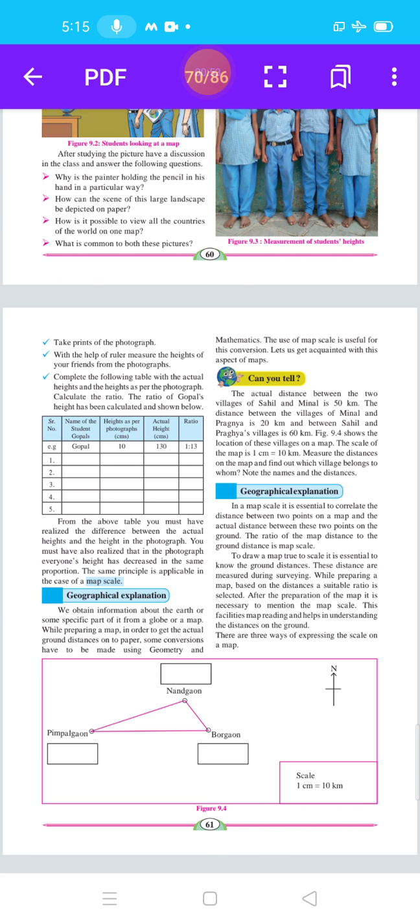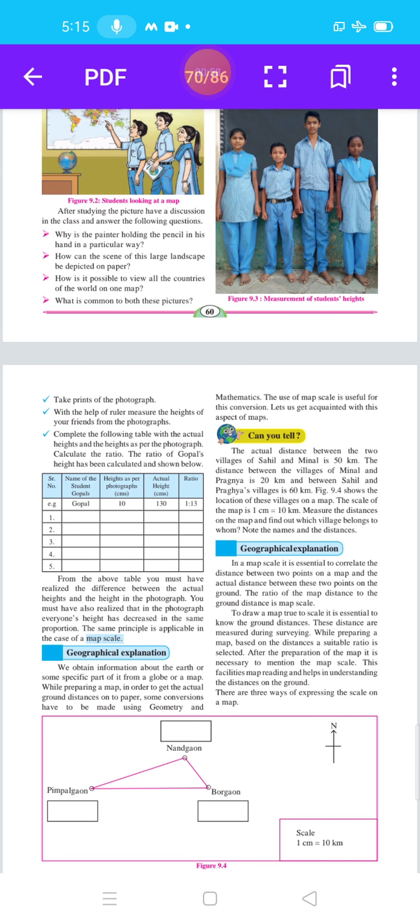To draw a map to scale, it is essential to know the ground distances. These distances are measured during surveying. While preparing a map based on distance, a suitable ratio is selected. After the preparation of the map, it is necessary to mention the map scale. This facilitates map reading and helps in understanding the distance on the ground.